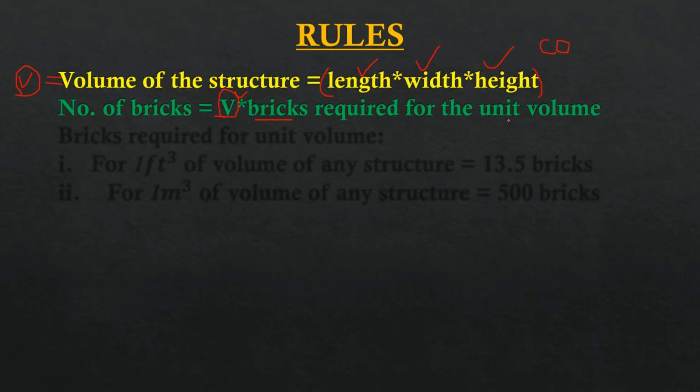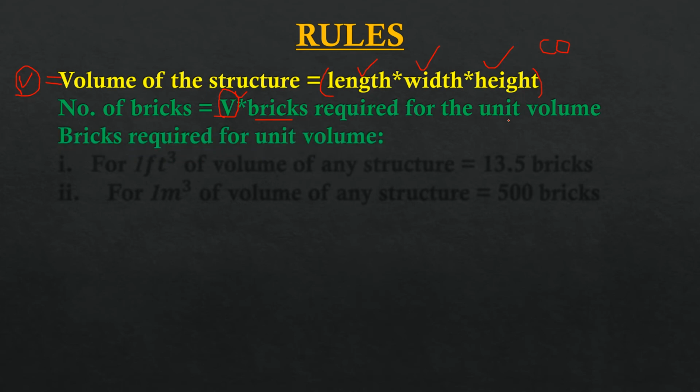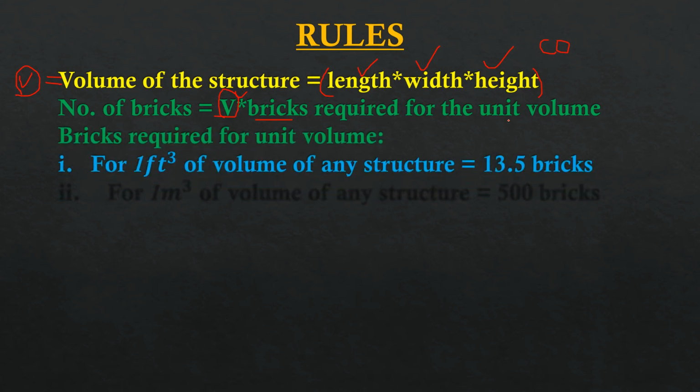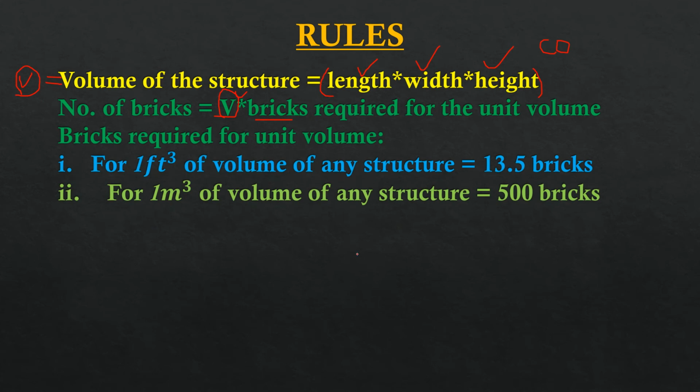Unit volume means 1 foot cube, 1 meter cube, 1 inch cube, or 1 centimeter cube, and the quantity of bricks in a unit volume changes accordingly. Basically, we have two types of units. One is feet cube and the next one is meter cube. Meter cube is known as the SI unit, and feet cube is known as the FPS unit.